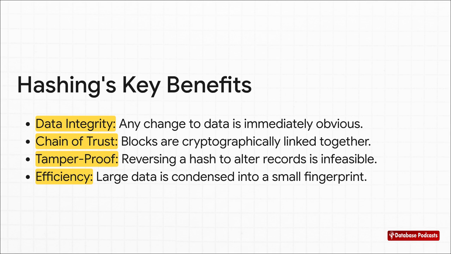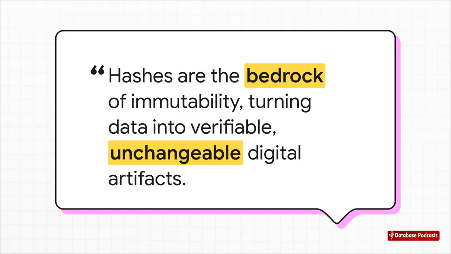Put all that together and you get a secure, unchangeable ledger without needing some central bank or company to guard it. So, to put it as simply as possible, hashes are the bedrock of immutability. They turn regular data into verifiable, unchangeable digital artifacts.